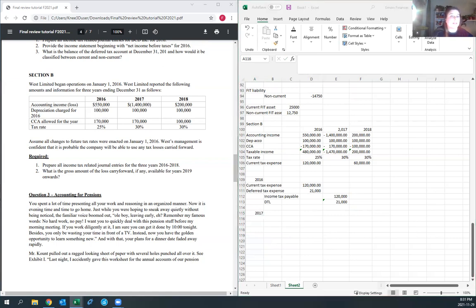For 2017, we have a loss. So what we're going to do first when we have a loss, we have to look at, okay, did I have income? Did I pay income tax in the last 3 years that could apply this loss to? And the answer is yes. In 2016, you paid $120,000 in current tax expense. So you're going to receive some $120,000 from the government.